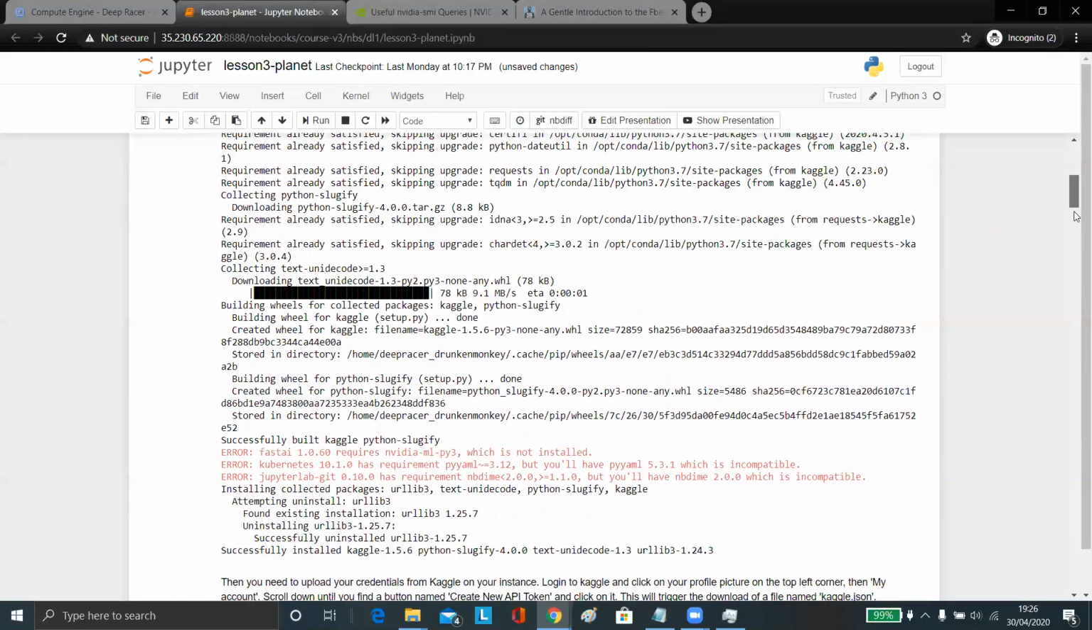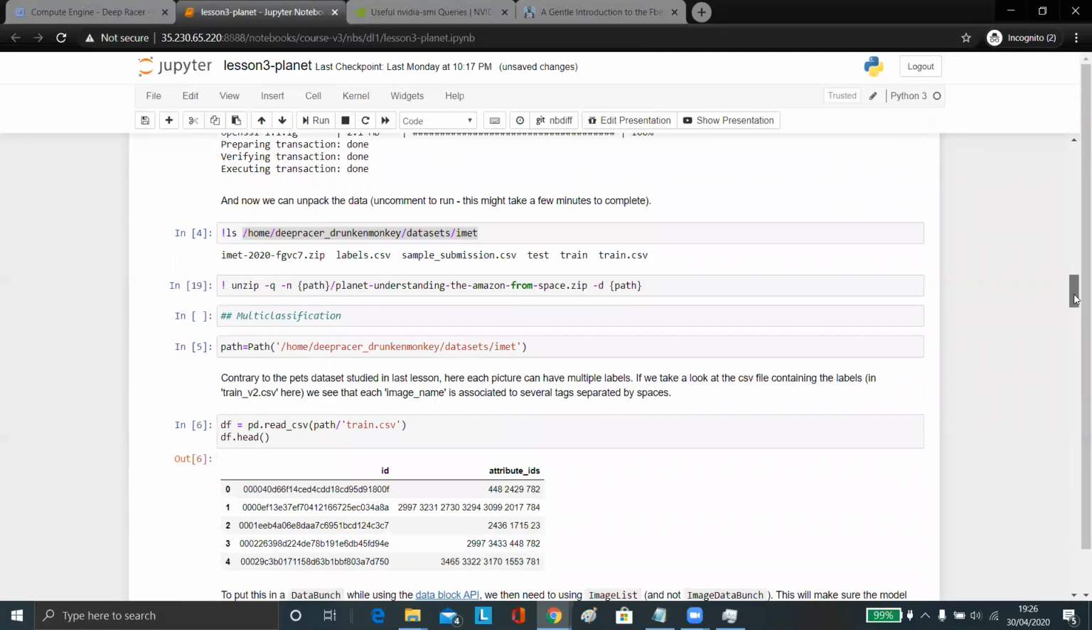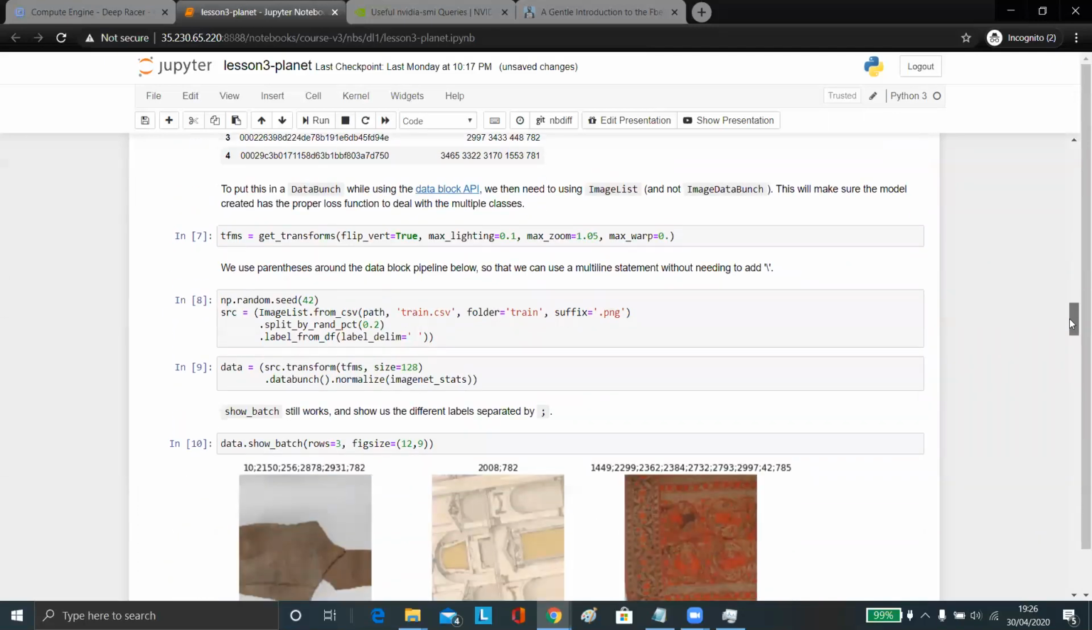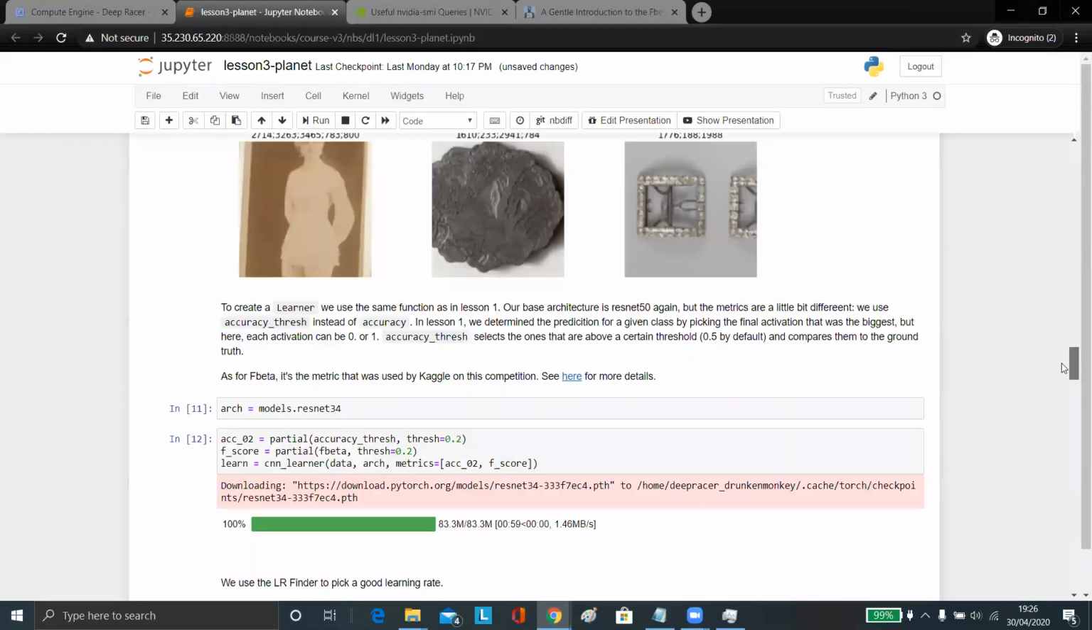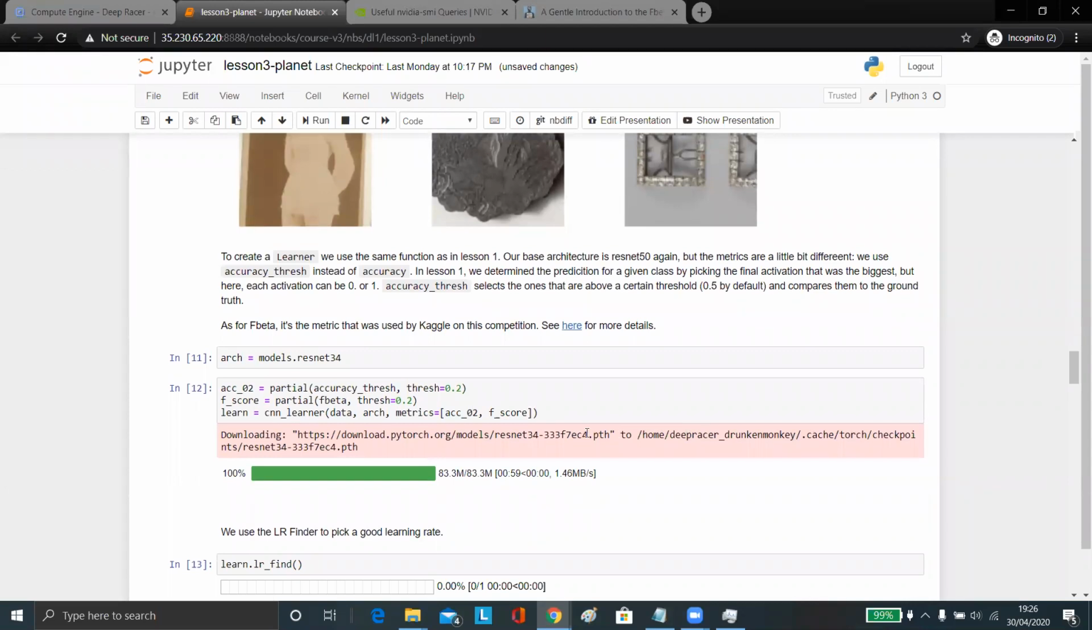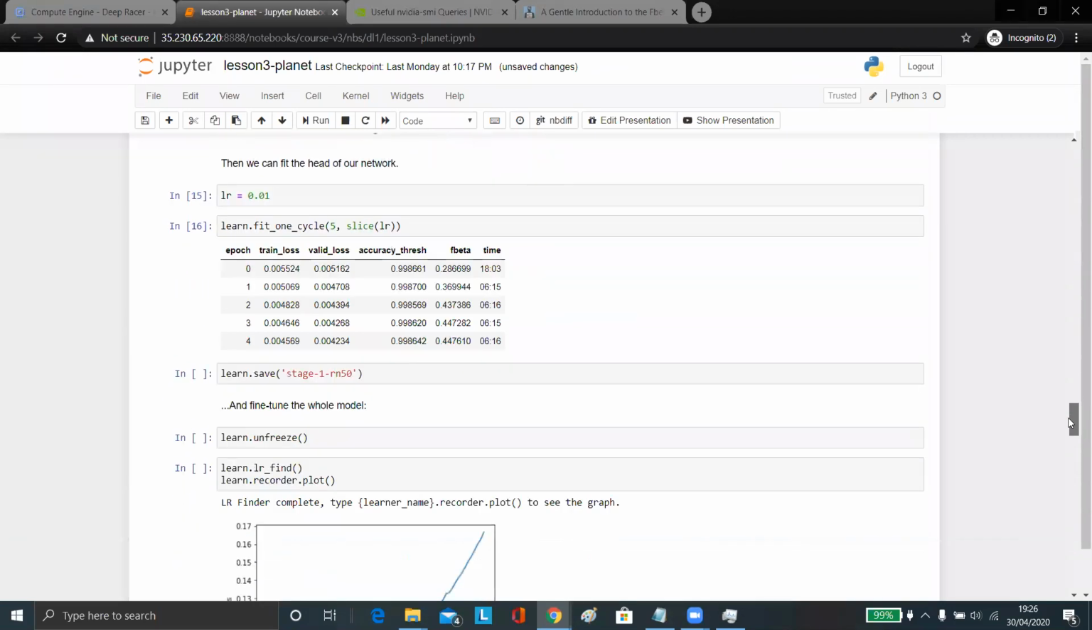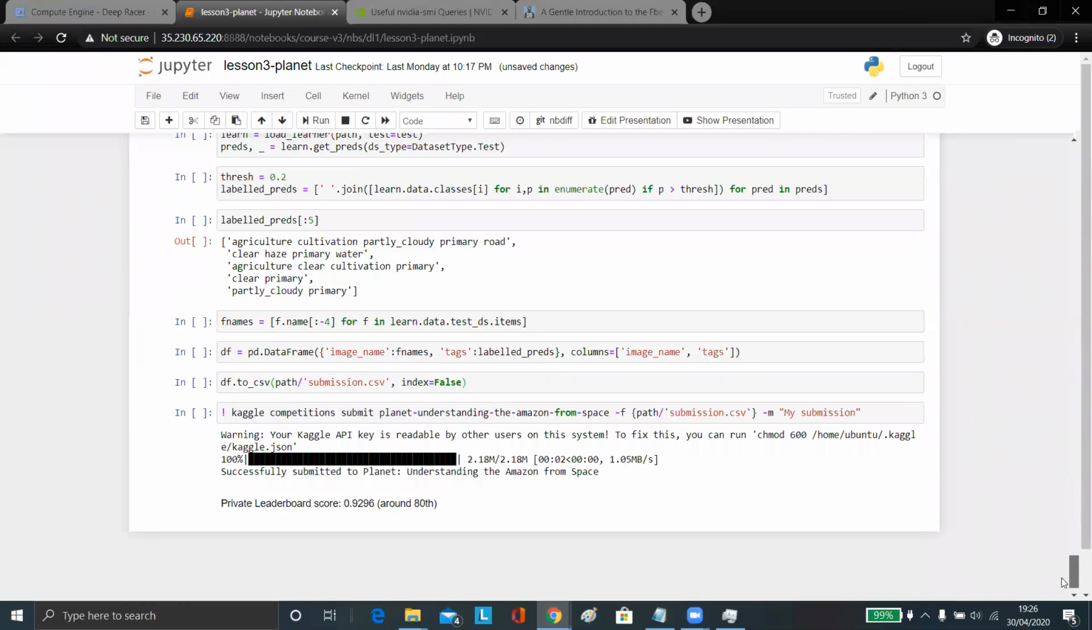I'm just trying to see if there's anything we can grab out of this. We've got our transforms. Right, so there we go, threshold 0.2, yeah. So we're going to have to use the same one. All right, okay, that makes sense. So we'll use 0.2 as well.